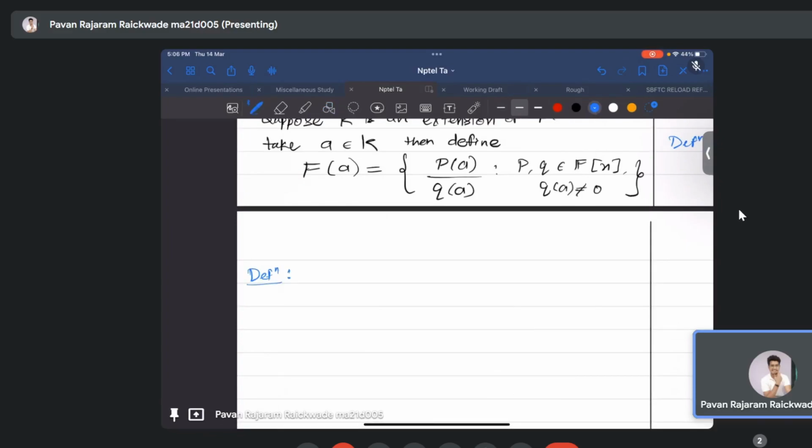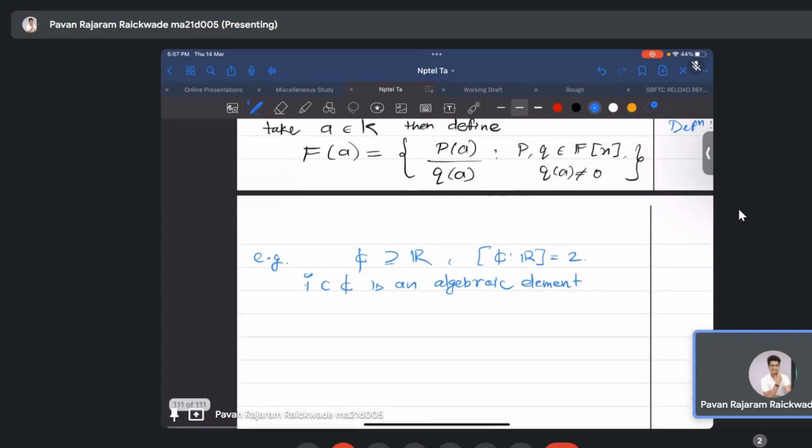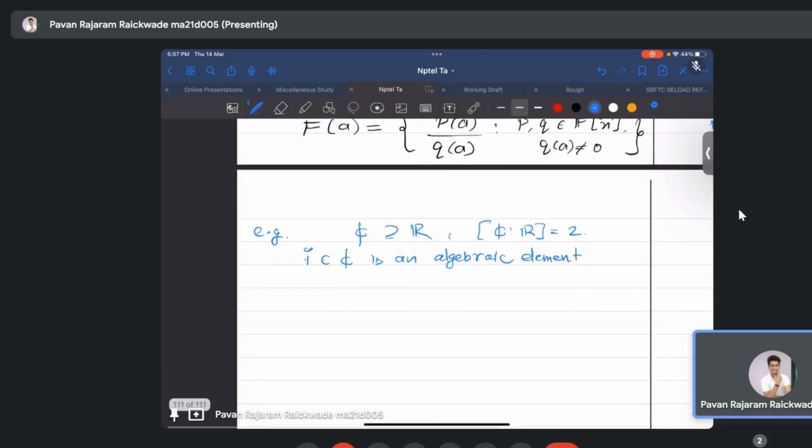So now we have observed what we mean by algebraic element. I'll just give an example. Take K equals C over R. C is an extension over R. You know everything. The degree of C over R is 2. It's a finite extension. So i belonging to C is an algebraic element. Further, you will see every element is an algebraic element, because every finite extension is algebraic. That we will see later.